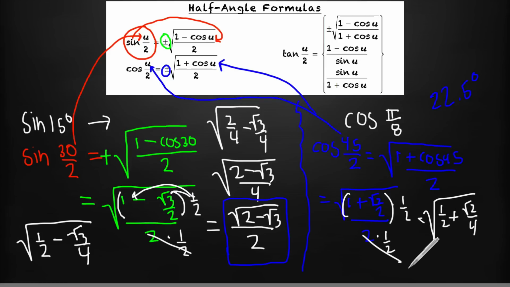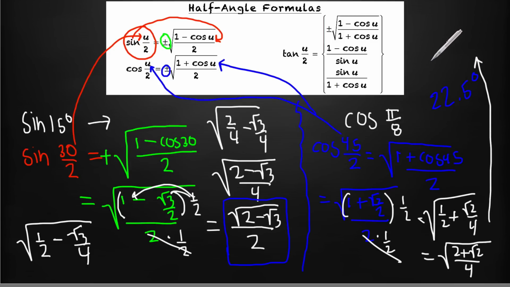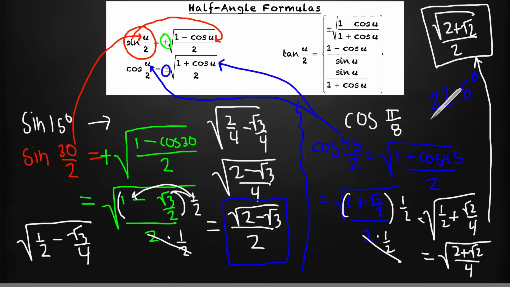So this is going to be the square root of 2 plus root 2 over the common denominator of 4. And then we'll finish it all the way up here. We're going to take the 4 out, so it's going to be the square root of 2 plus root 2, over 2. And that is the answer to the cosine of 22.5. And we will go over the other ones in class tomorrow.